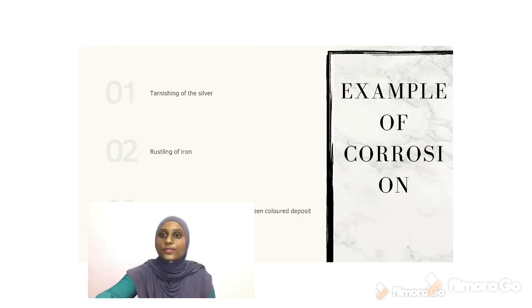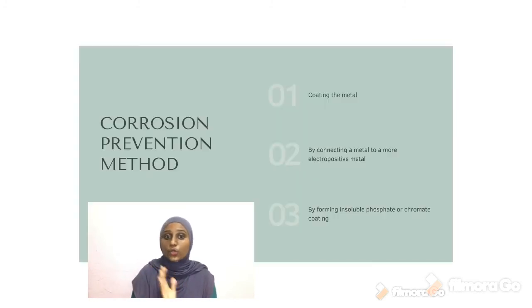Next, I will explain the ways to prevent corrosion from occurring. There are 3 ways. The first one is surface coating, number 2 is connecting the metal to a more electropositive metal, and number 3 is forming an insoluble phosphate or chromic coating. For surface coating, we can apply oil, grease, paint or varnish on the surface, or coat a thin layer of another metal which does not corrode.